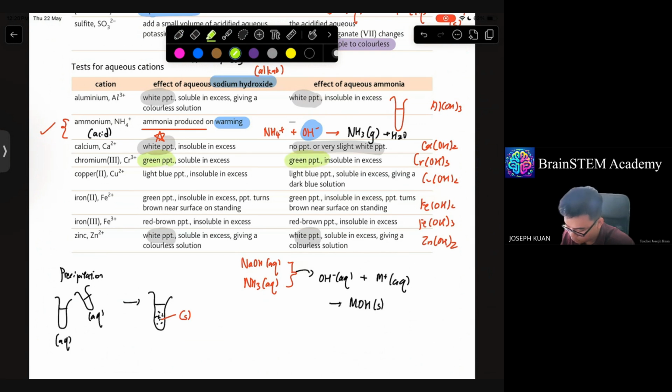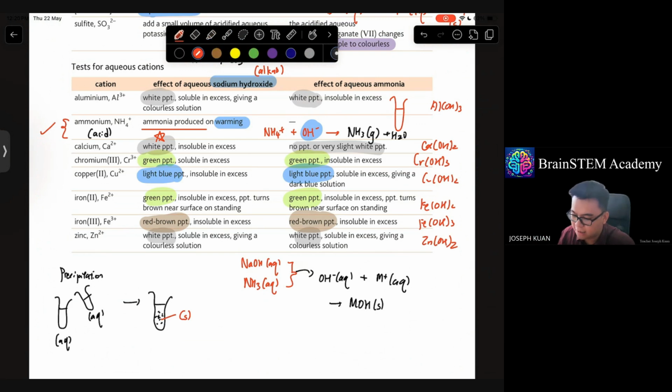Your iron 2 hydroxide is also green. Your copper 2 hydroxide is blue. And then your iron 3 hydroxide is red brown. So why? You have to remember your color of ionic compounds. Color of ionic compounds can be subdivided to 2 types.